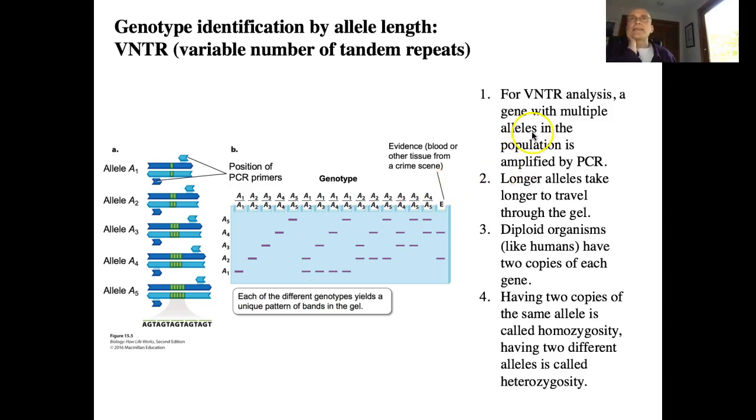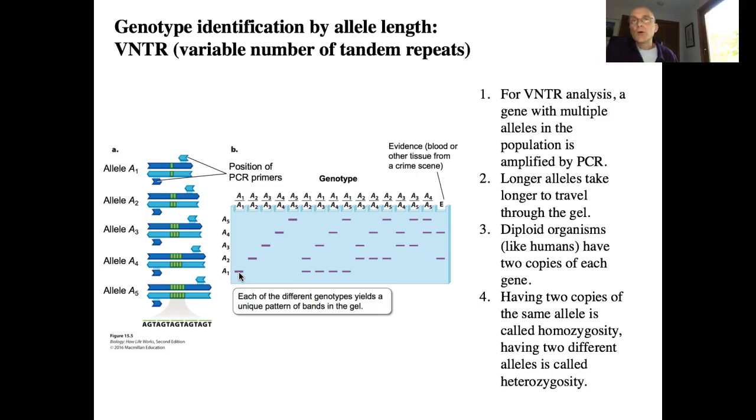So what I write down here for you to remember is that for VNTR analysis, a gene with multiple alleles in the population is amplified by PCR. That's what you see here with these primers. Again, we'll talk more about PCR later in an upcoming lecture. Longer alleles take longer to travel through the gel. So these are the longer alleles. They take longer. They have only run from here to here. These have run this far much faster.